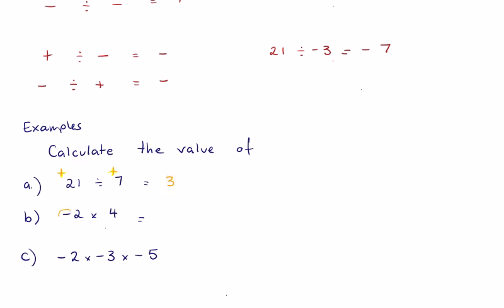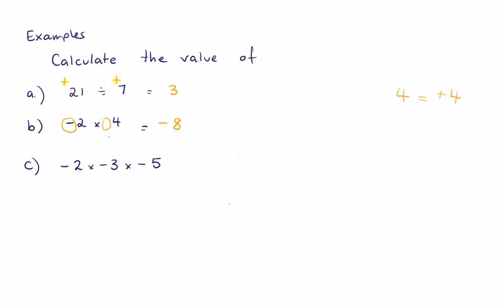The next one, I've got a negative and a positive. Remember, if it doesn't say, the number's positive. So negative times a positive is a negative. 2 times 4 is 8.